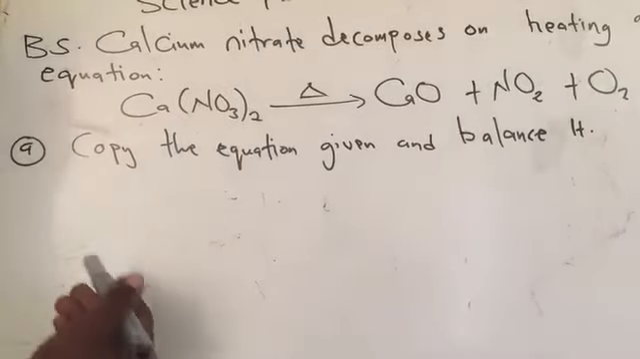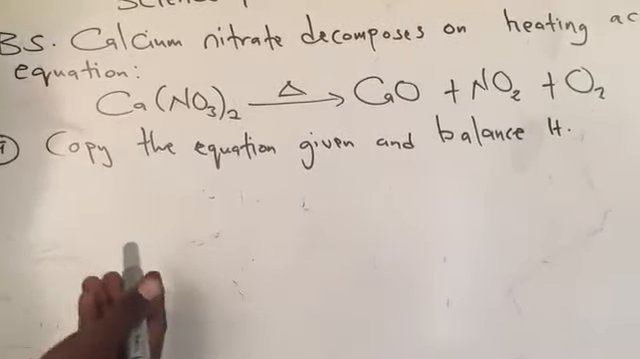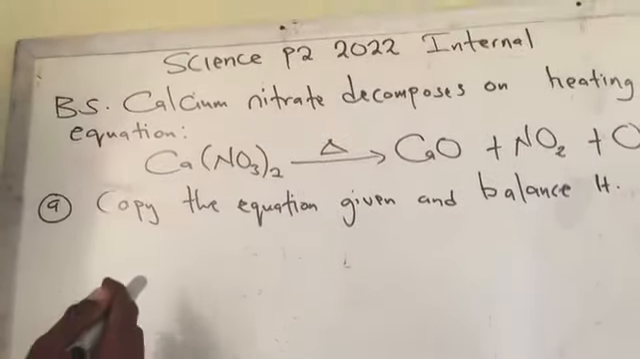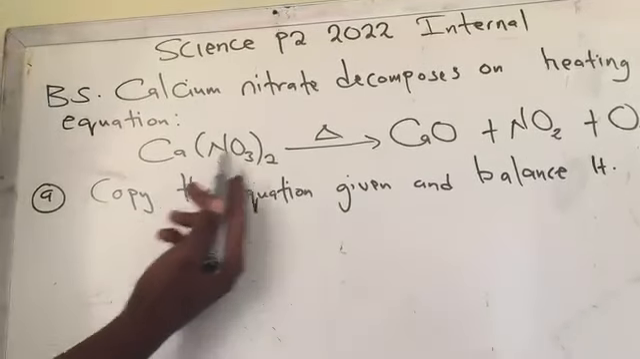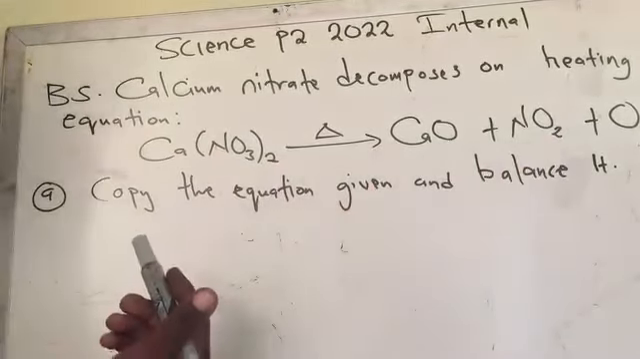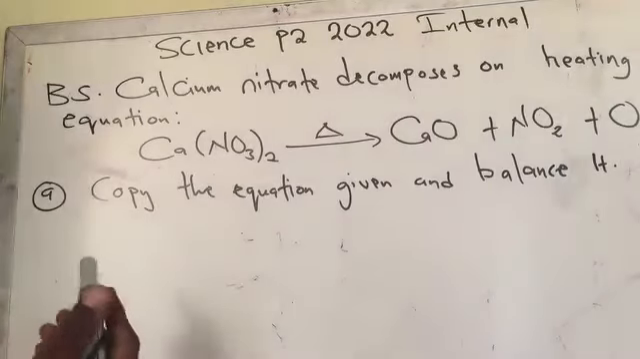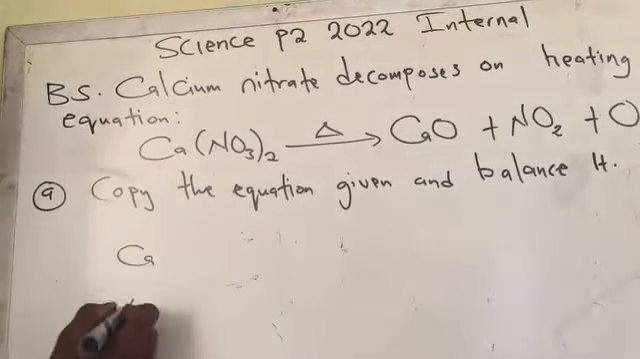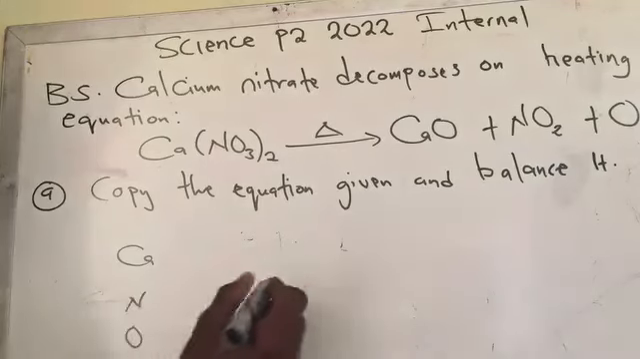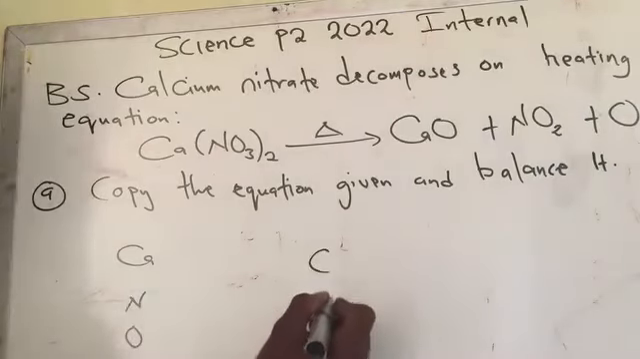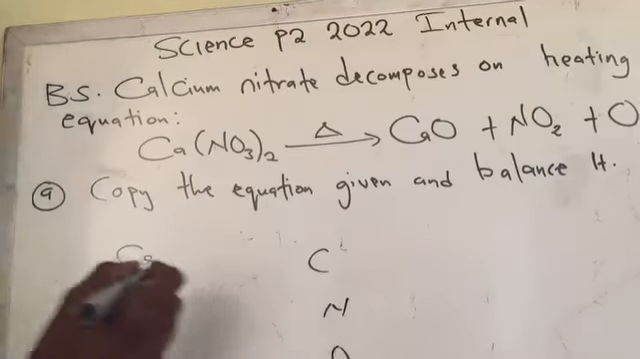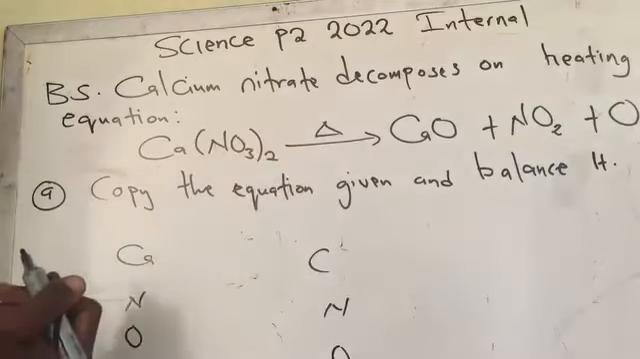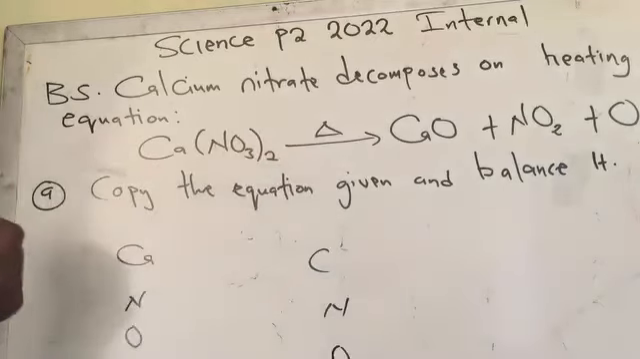In this case, you are not asked to put the state symbols, but one of the rules you are supposed to take note of when balancing the chemical equation is that the number of atoms on the left side of the equation is supposed to be equal to the number of atoms on the right hand side of the equation. Therefore, let's counter check. Here you have calcium, nitrogen, oxygen, and on the right hand side you also have calcium, nitrogen, and oxygen. Let's compare the number of atoms on the left hand side and the right hand side. For the equation to balance, the number of atoms is supposed to be equal.